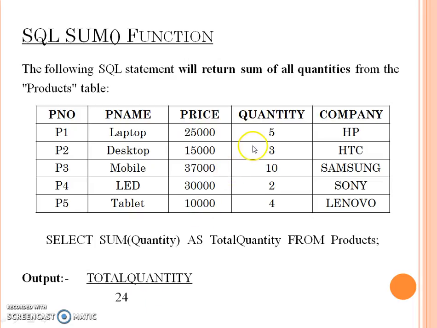Sum is going to return the total of all the values in a particular column. If I have to make a sum total of the quantities my products table is having, my query would be select sum of quantity, rename it as total quantity using the keyword as from the table name, that is products. So the output would be total quantity 24. The addition of all the values in a particular column, that is quantity, is made using the sum aggregate function.